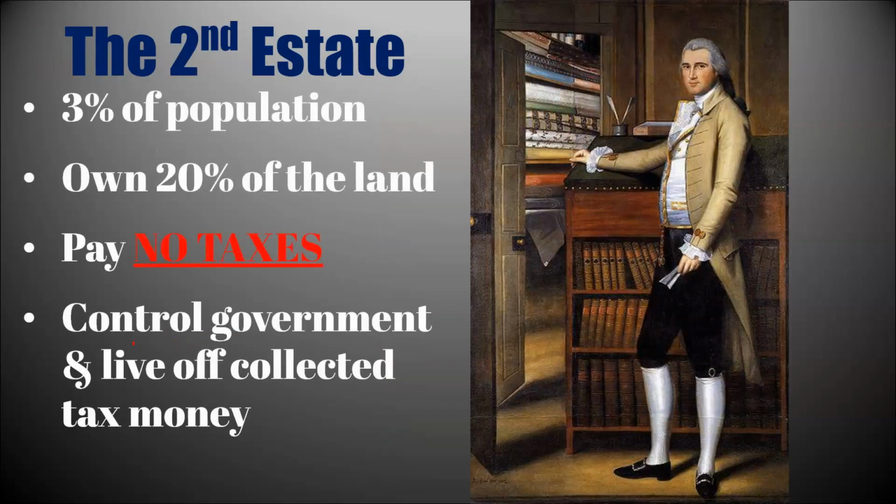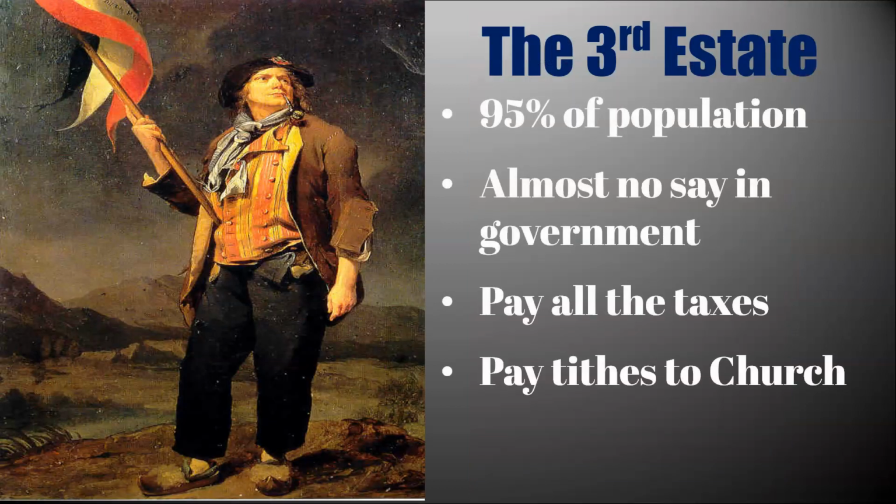The second estate made up roughly 3% of the population and owned 20% of the land. And again, this second estate was not made to pay taxes either. They roughly were in charge of controlling the government and lived off the collected tax money of what we will see here on this next slide of the third estate, who is going to be the only estate or section or population of society that was made to pay taxes.